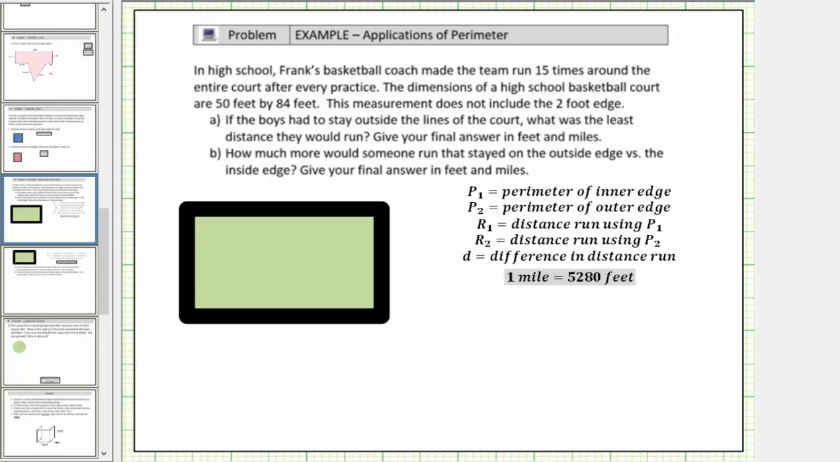Let's begin by labeling the dimensions of the basketball court using the inner edge and outer edge. So the court itself is 50 feet by 84 feet, which means this inner edge has a length of 50 feet. This inner edge has a length of 84 feet. And now this boundary line, or the boundary edge, is 2 feet wide, and therefore this distance and this distance are 2 feet at each corner.